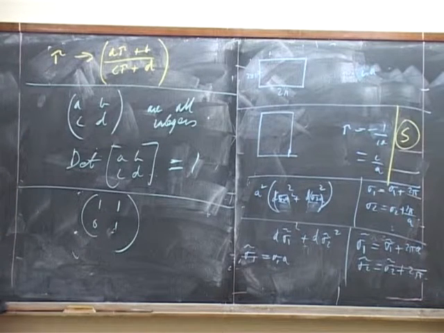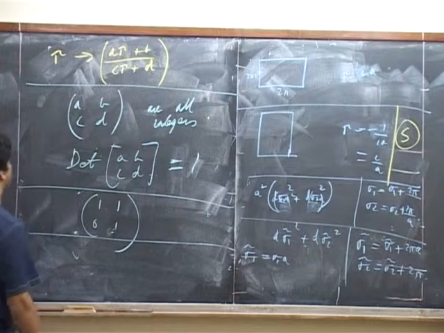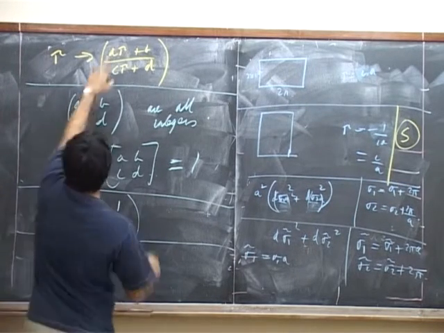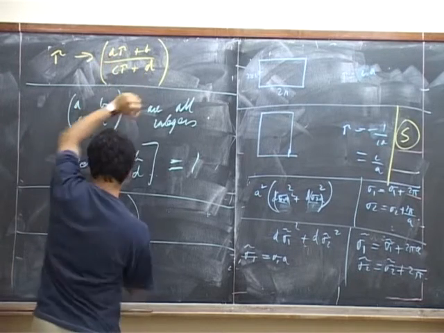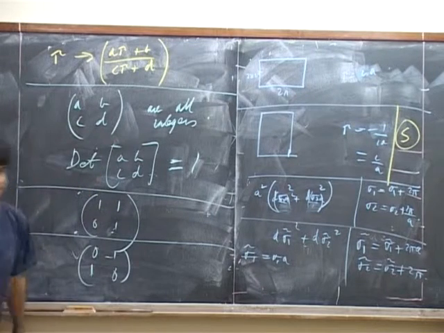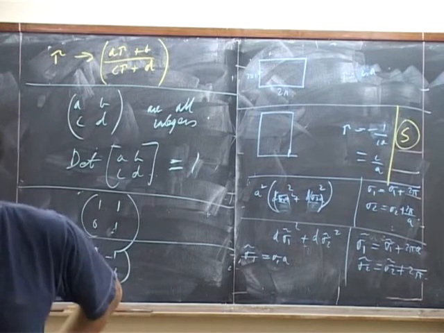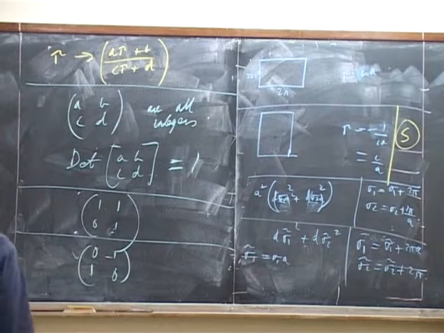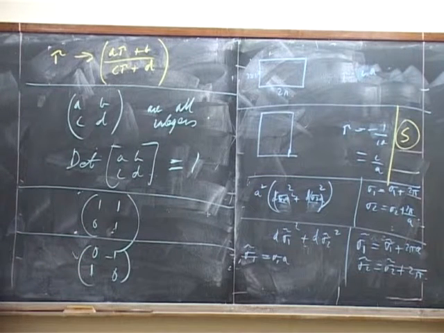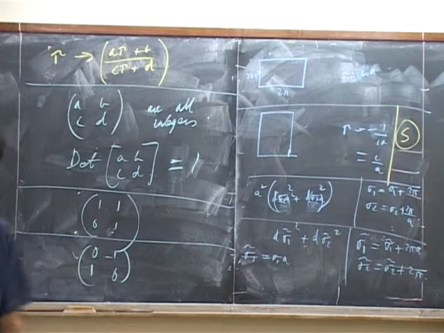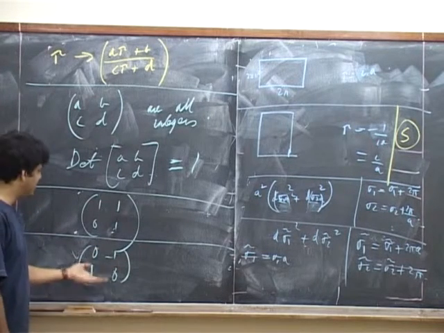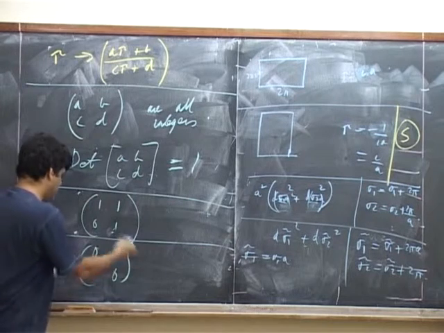Okay? Next, what about tau goes to minus 1 by tau? So tau goes to minus 1 by tau would be the matrix with A 0, D 0, and let's say B equals minus 1, C equals 1. Okay? So once again, this is a matrix whose entries are integers and whose determinant is 1.